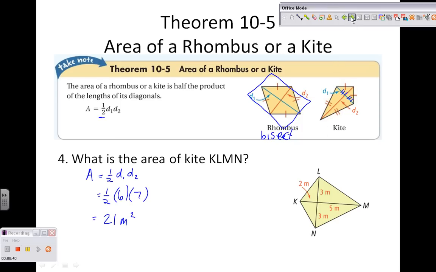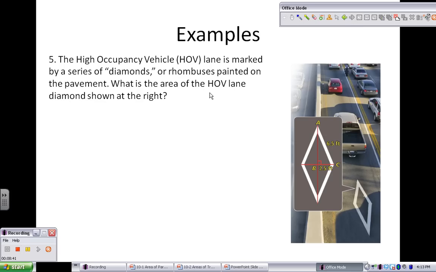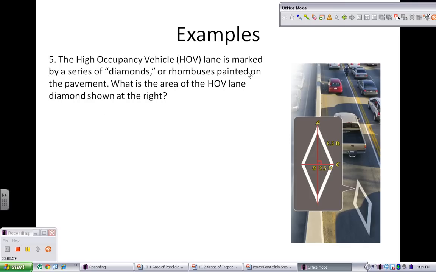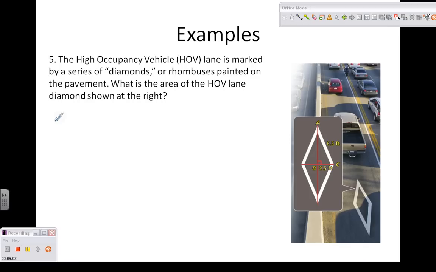Okay. One more example. Now we're going to look at a rhombus. The high occupancy vehicle lane, or the HOV lane, is marked by a series of diamonds, and these are actually rhombuses that are painted on the pavement. You can see one right over here. We want to find the area of the diamond. Now it's a rhombus, so we're going to use the formula of area equals 1/2 times the diagonal 1 times diagonal 2. And so we need to know what the length of diagonal 1 and diagonal 2 is.